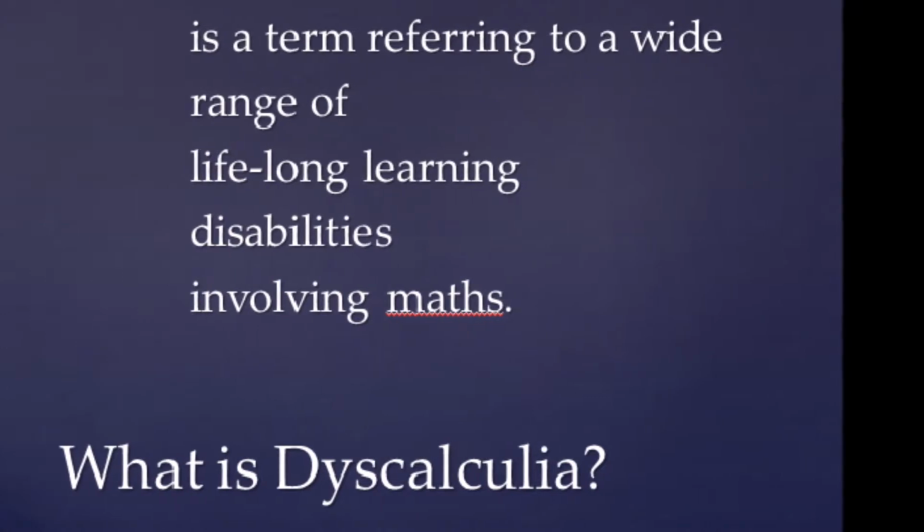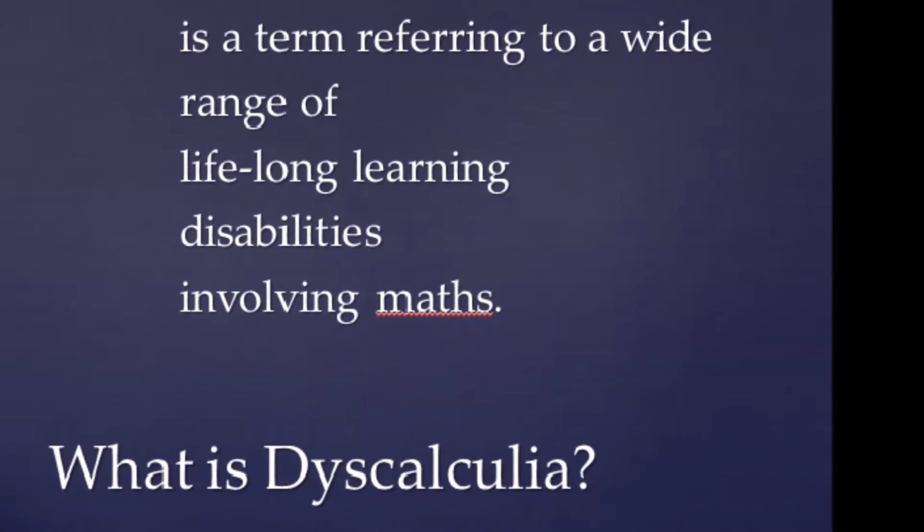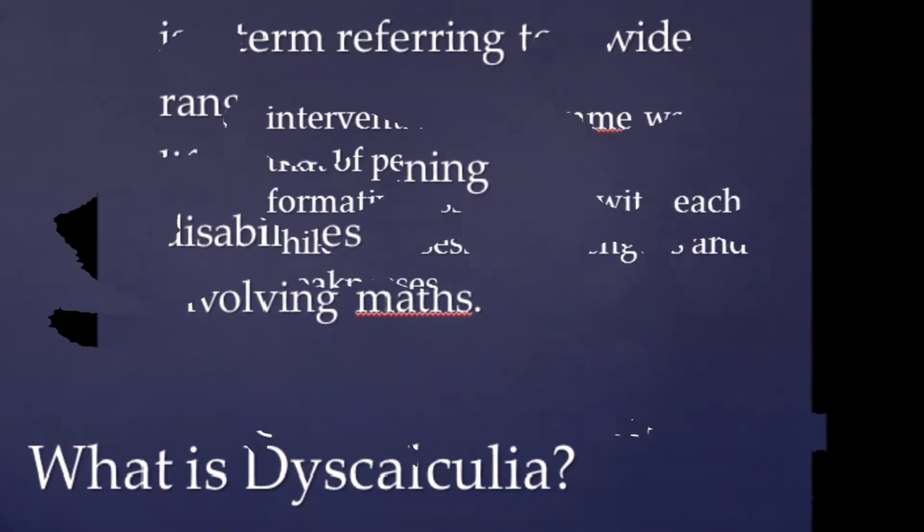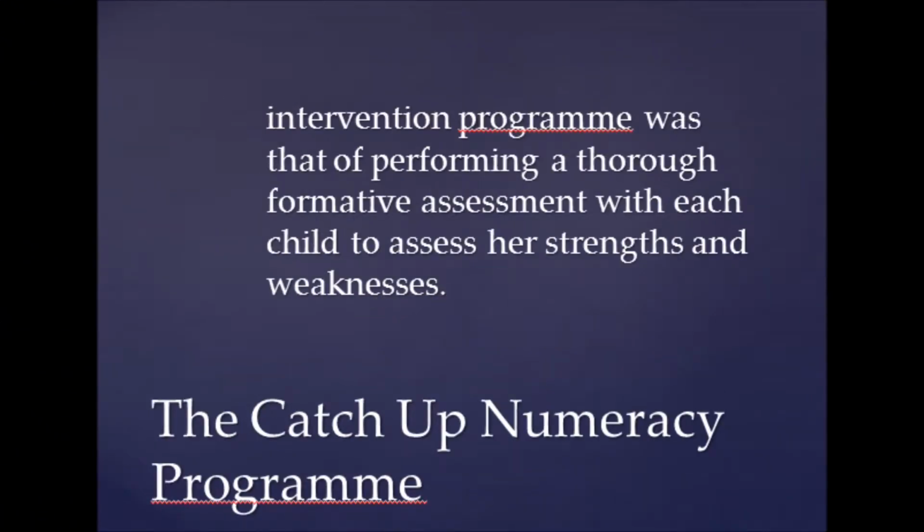As we all know, interventions for dyscalculia are very limited. So I found this one program which was just piloted, and it consists of 3 parts. The name of the program is the Catch-Up Numeracy. It is an intervention performing a thorough formative assessment with each child to assess her strengths and weaknesses.